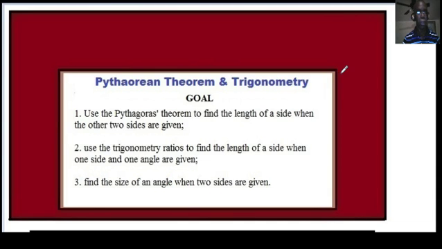The goal of this lesson is to: 1. Use the Pythagorean theorem to find the length of one side of a right-angled triangle when the lengths of the other two sides of the triangle are given. 2. Use the trigonometric ratios to find the length of one side of a right-angled triangle when the length of one side and the size of one of the acute angles are given. 3. Use the trigonometric ratios to find the size of one of the acute angles of a right-angled triangle when the lengths of two of the sides are given.